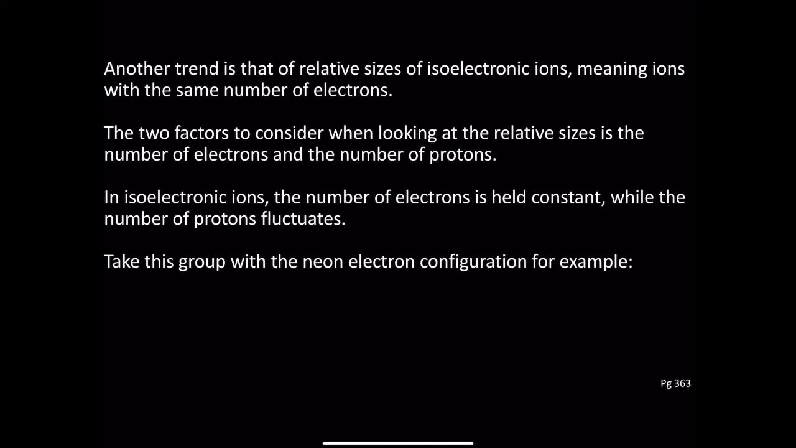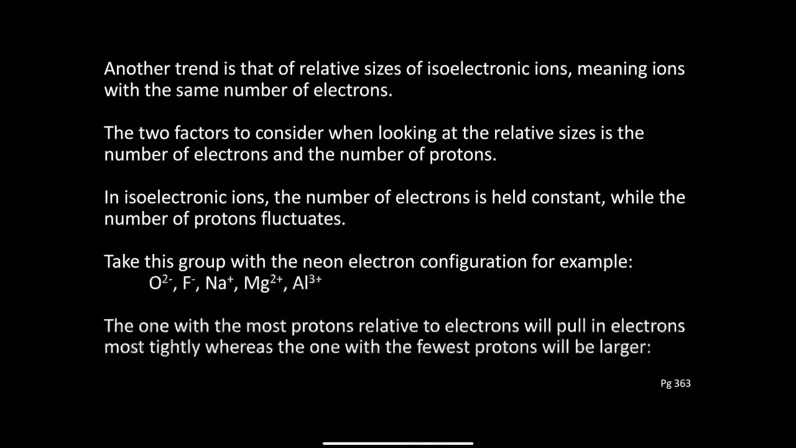So take this group with the neon electron configuration, for example. Okay, so they all have the same number of electrons as neon does. And we have oxygen that has 2 extra electrons, fluorine, which has 1 extra electron, sodium, which has lost 1 electron, magnesium has lost 2 electrons, and aluminum has lost 3 electrons. Okay, so think about that.